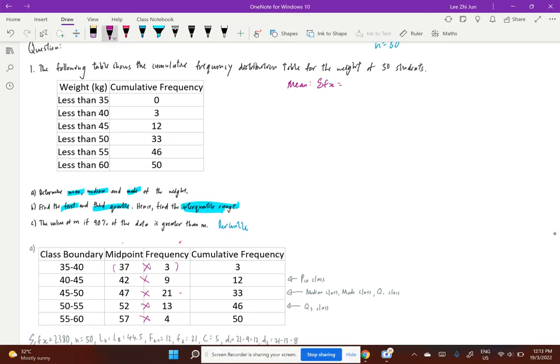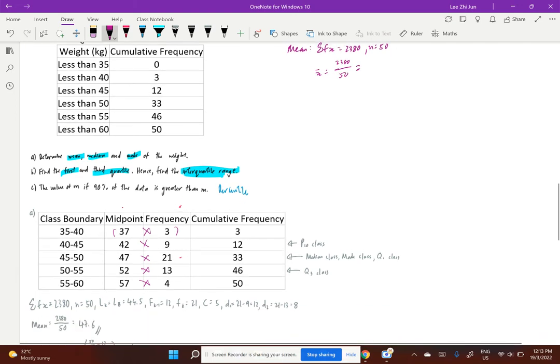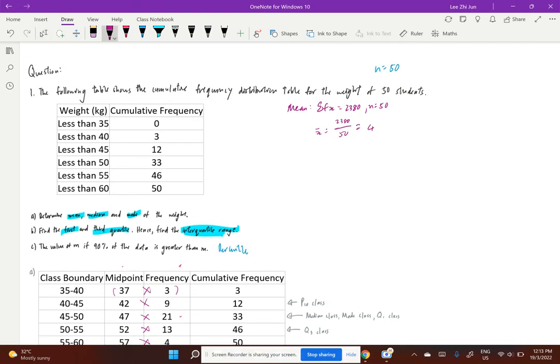All this summed up, I will get 2,380. And just now I stated n is 50, and it is the frequency. So the mean I can calculate: 2380 divided by 50. So I will get 47.6.